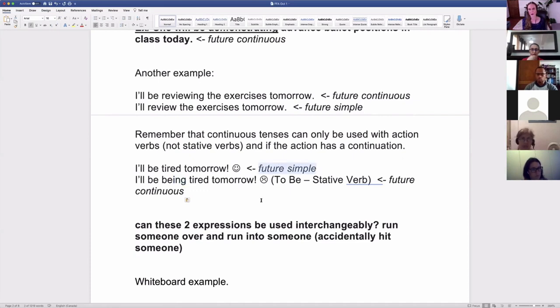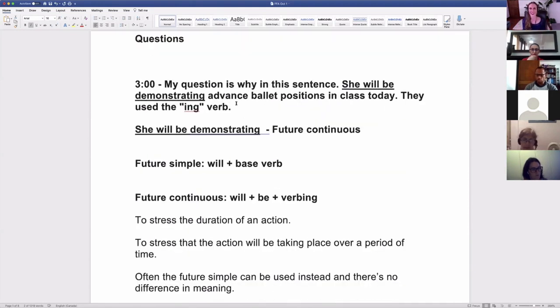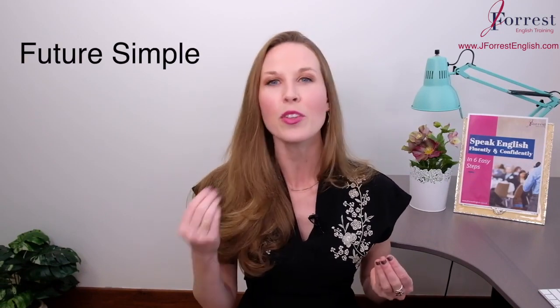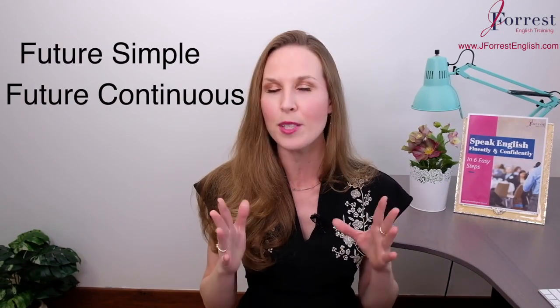So that's just a brief overview of the future continuous and the future simple to answer the question, why was this verb in the ing? Ultimately, the future continuous is not the most common verb tense in English. So as long as you're comfortable with the future simple, you'll be fine. Awesome job! Now you know how to use the future simple and the future continuous and the difference between them.